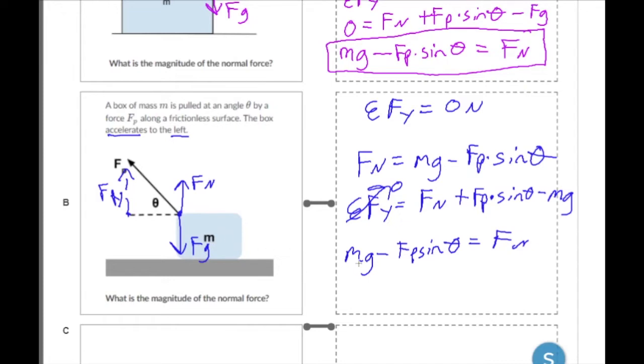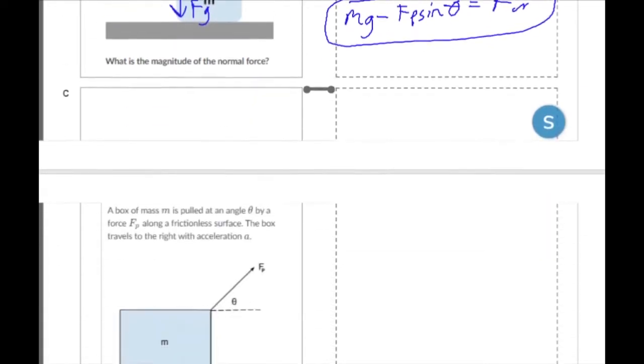I end up with the exact same answer as I did above, and that's because, again, this force is pulling upwards at an angle. It doesn't matter that it's on the left side, it's still pulling up, and that's the important part.